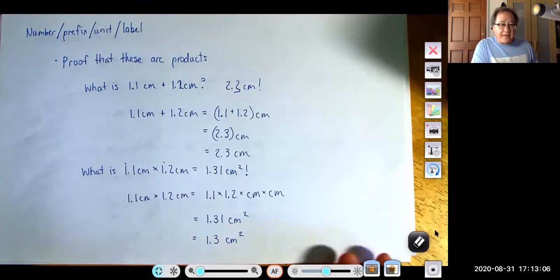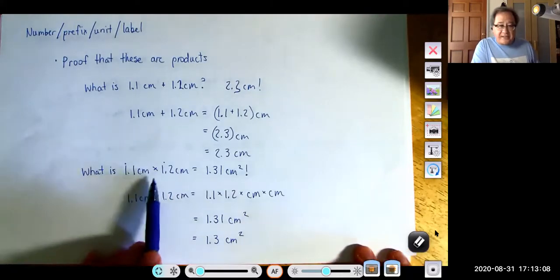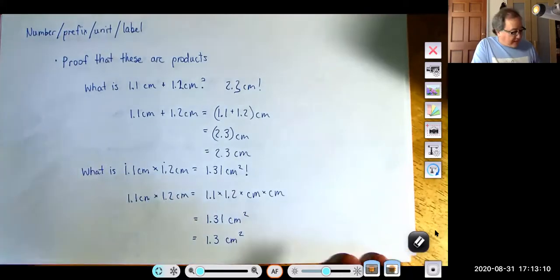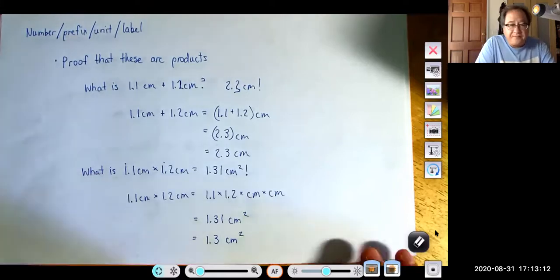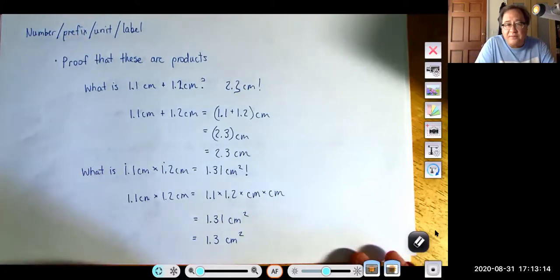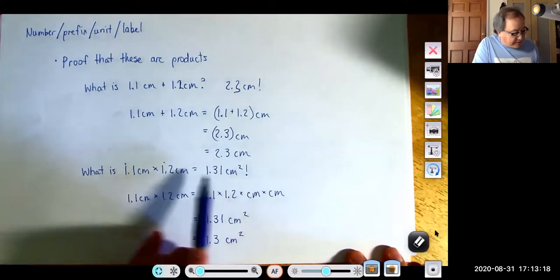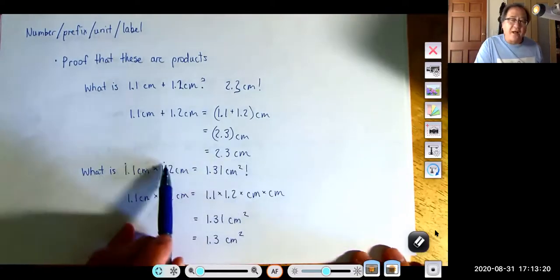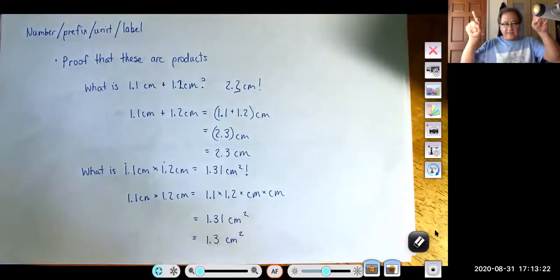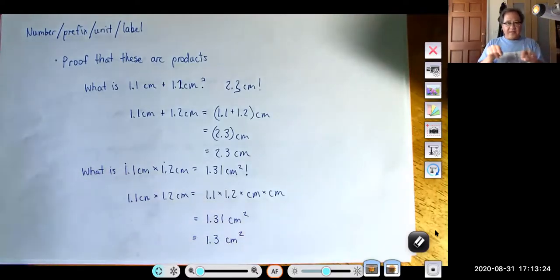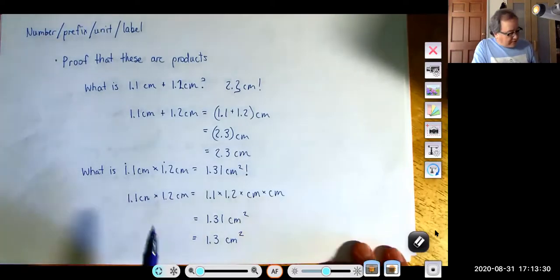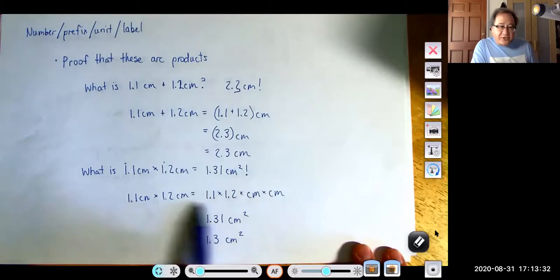And even more compelling is what happens when we multiply these numbers together. Now, what's 1.1 times 1.2? Well, it's 1.31. Now, the centimeter times the centimeter is centimeter squared. Does it seem right that when you're looking at something that has a length and a width, that the area is the unit squared? Absolutely. So here, I'm going to show you mathematically how I treat this.